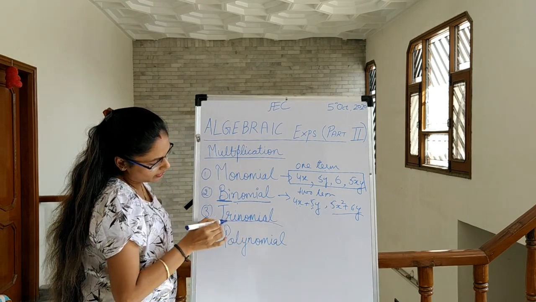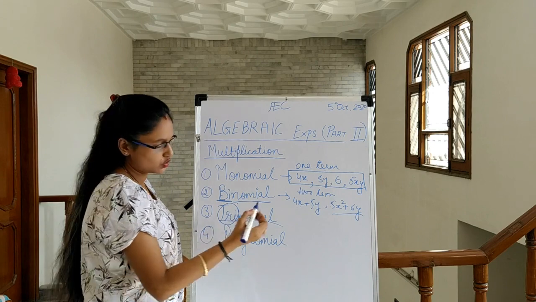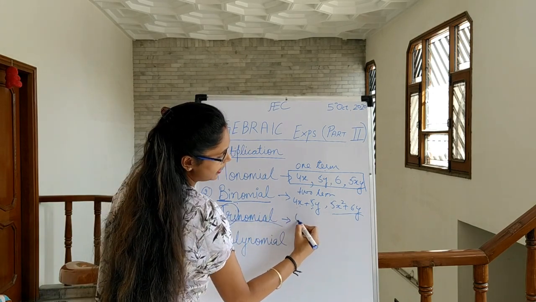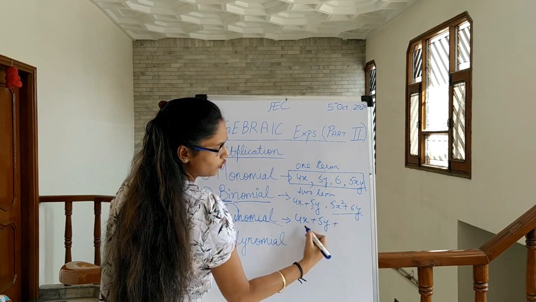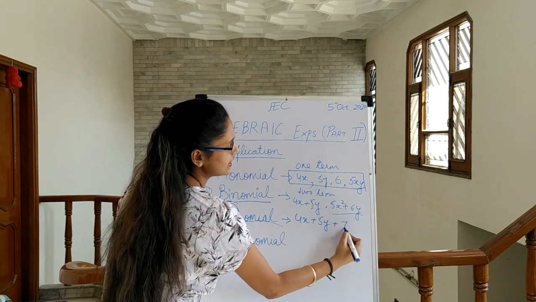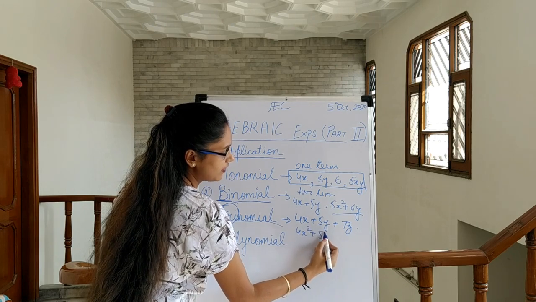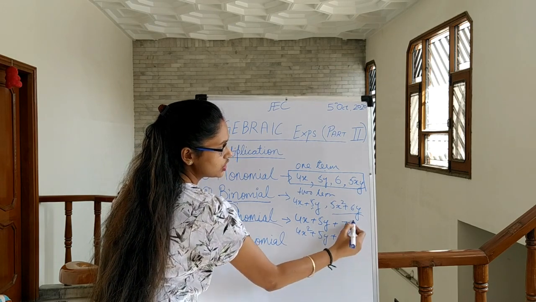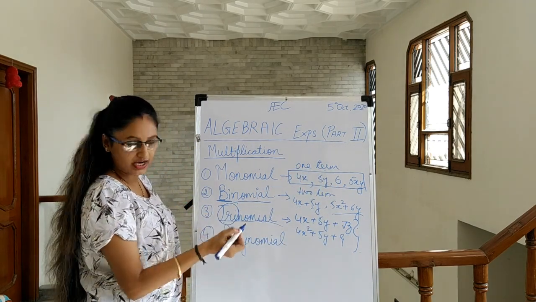And let me come to trinomial. Trinomial, tri means 3. So here we have 3 terms. They can be any 3 terms. You can write 4x plus 5y plus 7z, or you can write 4x square plus 5y plus 9. Here you can see we have used 3 terms. So this is our trinomial.